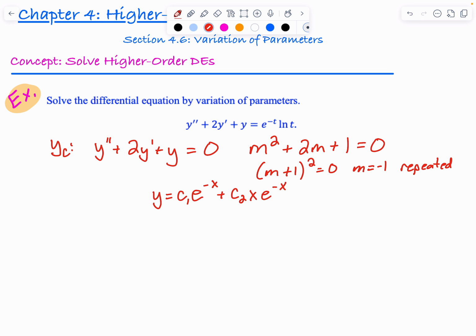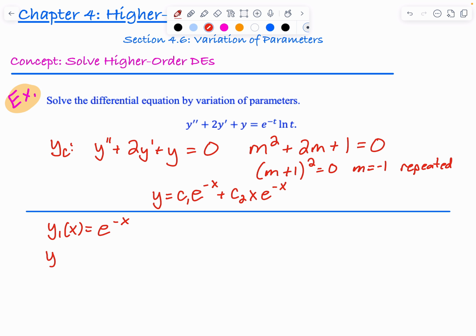All right, so we're going to throw these in matrices. That x times e to the x is going to make it not so fun. All right, so there was that solution. That's to the homogeneous case. Now I pick up my y1 in this method, which was e to the x. And I'm going to pick up my y2.